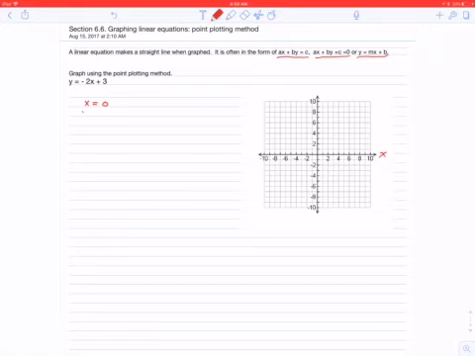When I substitute it into the equation, I get y equals negative 2 times 0 plus 3. Anything times 0 is 0. So I get y equals 3. The ordered pair is x is 0, y is 3. So to plot that point, I'll go to where x is 0 and then up to where y is 3. That's where I'll put my point.